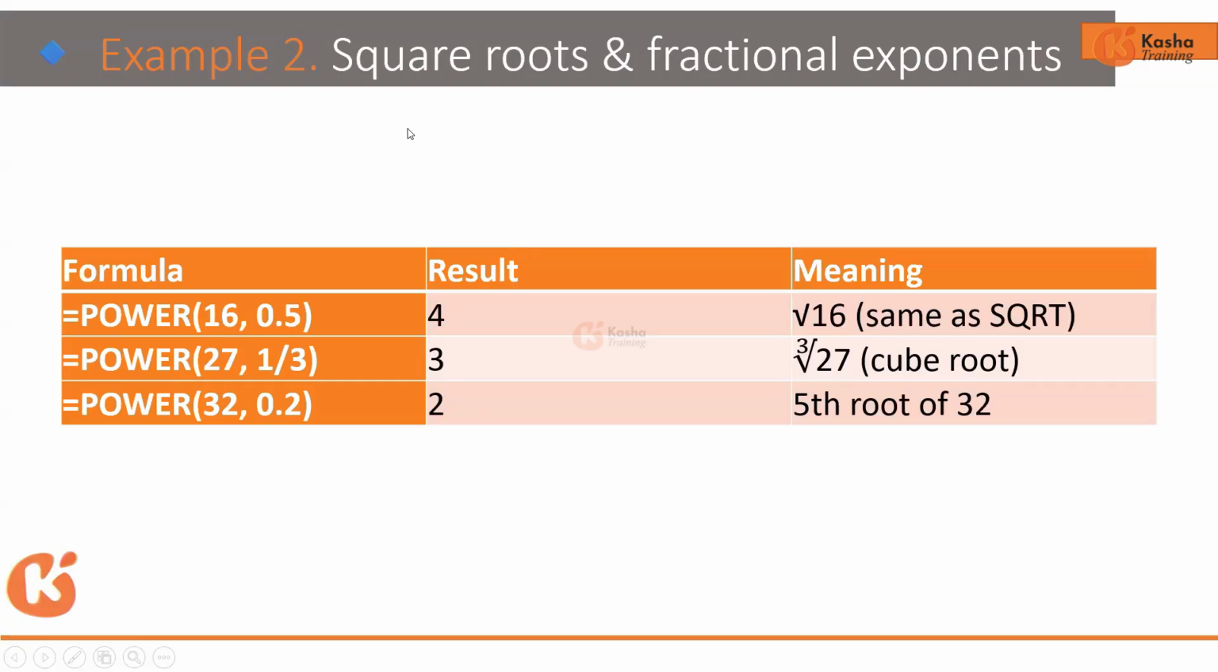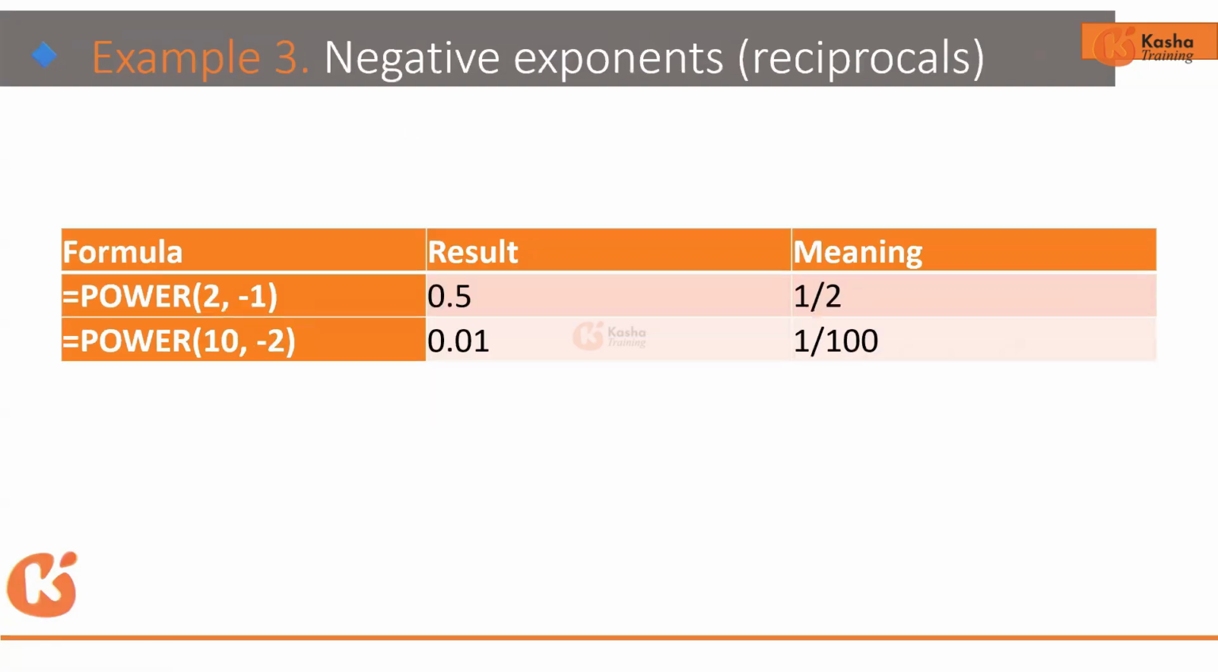So this is another example, which is square root and the fractional exponent. Then there are negative exponents. So let's see how we find out for this. You have a power which is 2 to the power minus 1, which means it's like 1 divided by 2. So it is 0.5 as a result.